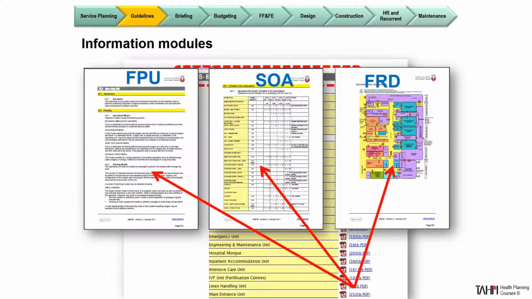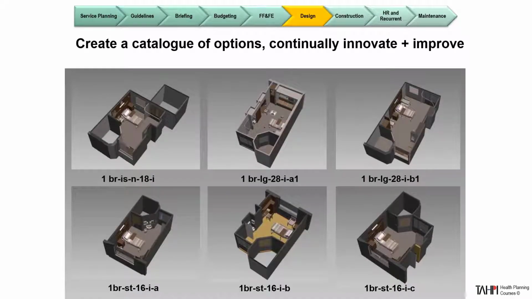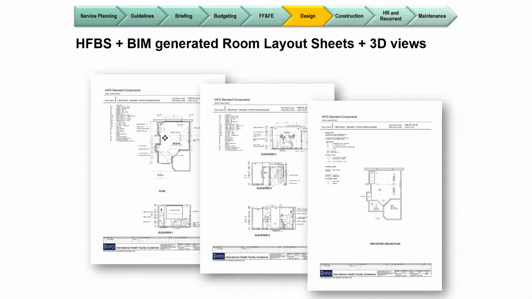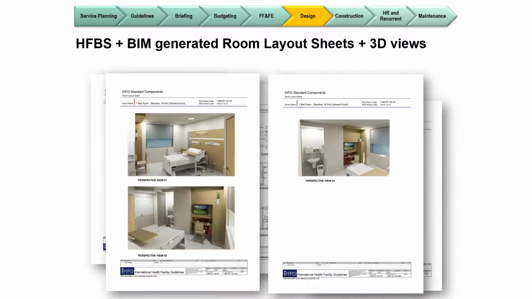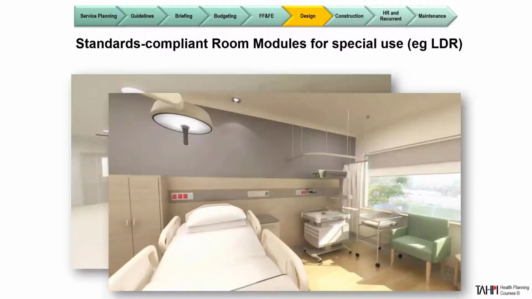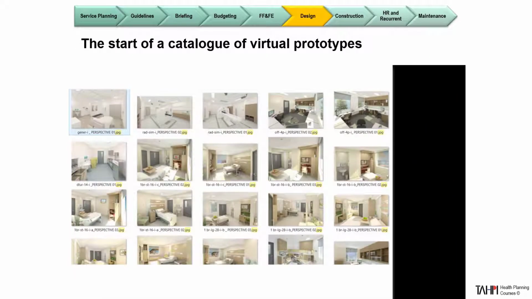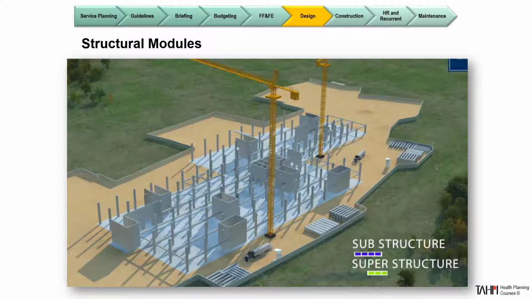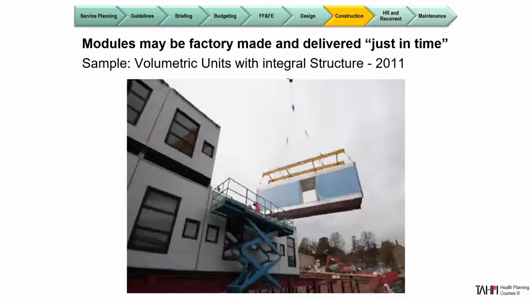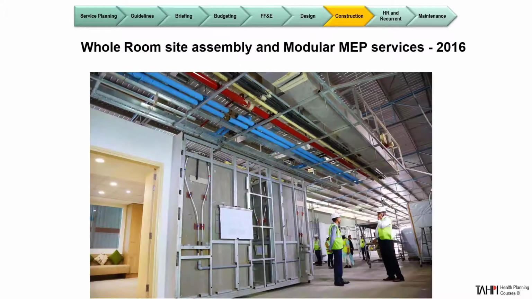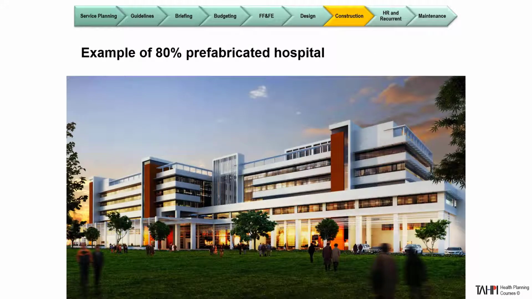We look at how we start from FPUs, schedules of accommodation, functional relationship diagrams to rapidly create catalogs of room types. We can look at room layout sheets within the BIM platform in 2D, 3D, and more. Once these catalogs are created, we can assemble the rooms within modular construction grids or structure. We look at a lot of videos for the techniques used in modular construction, including this factory that shows modular rooms, modular MEP.